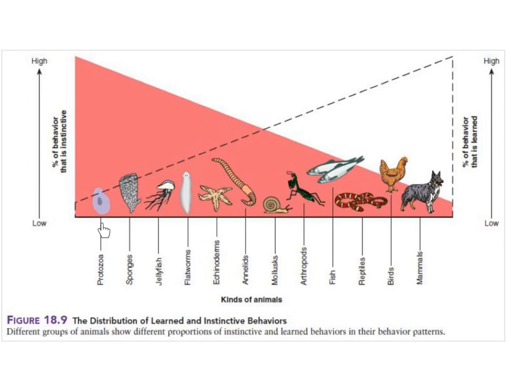Relatively simple organisms with short lifespans have more innate behaviors and less learned behaviors. More complex organisms with longer lifespans have more learned behaviors and less innate behaviors.